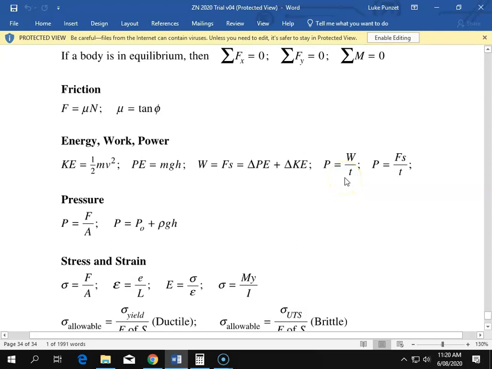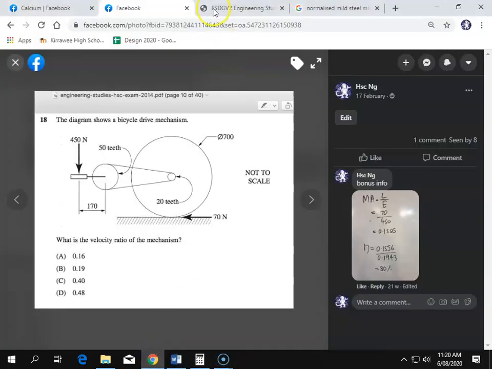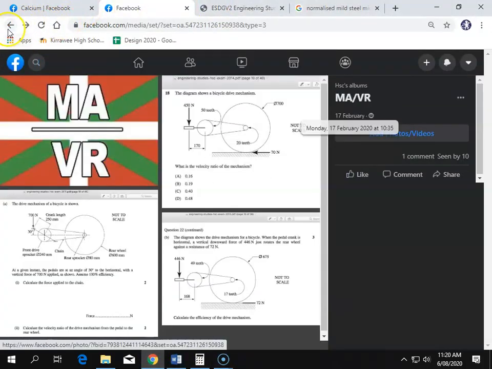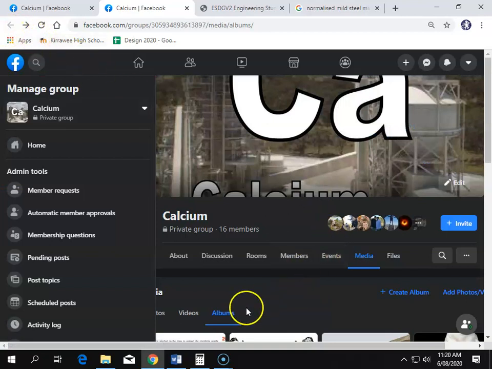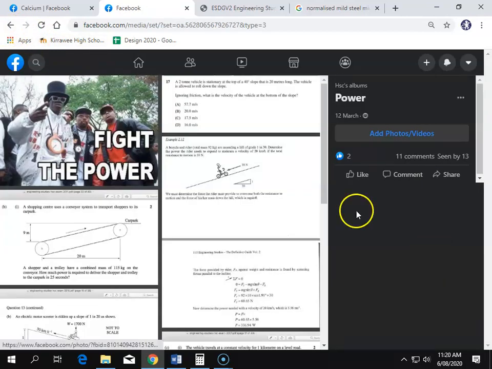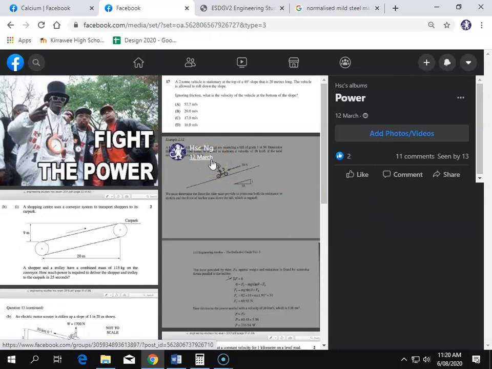The formula for power is work over time. And because we know work equals FS, what's S over T equal to? S divided by T. What's another word for displacement over time? Velocity. So what we know is that power equals force times velocity, which our mate Flavor Flav likes to say, fight the power, FV.